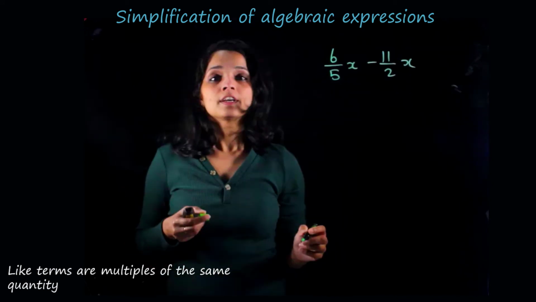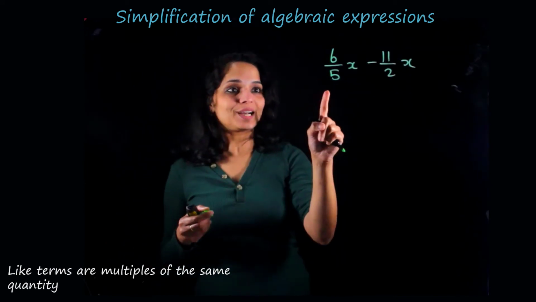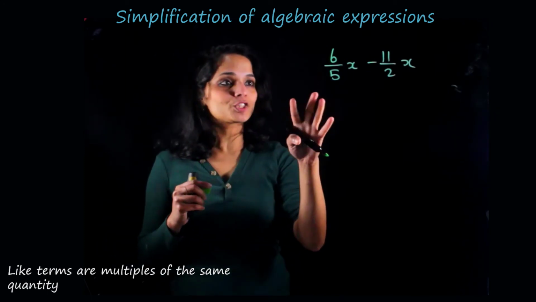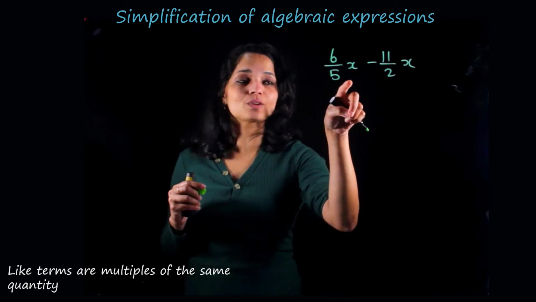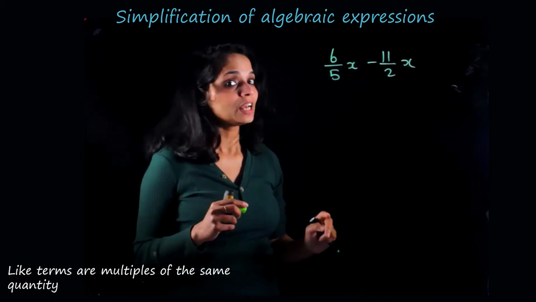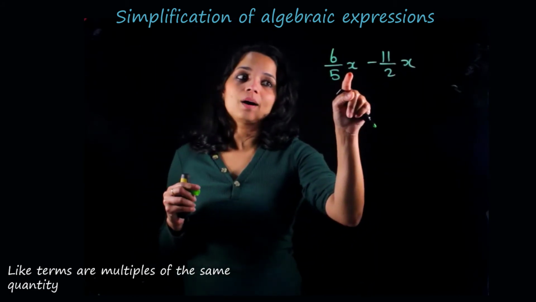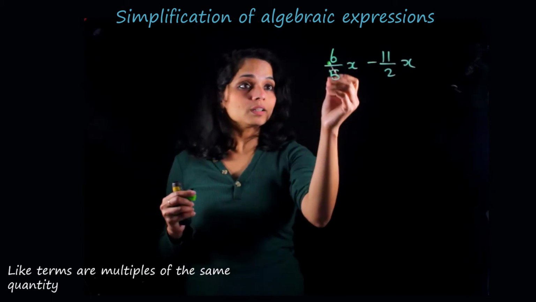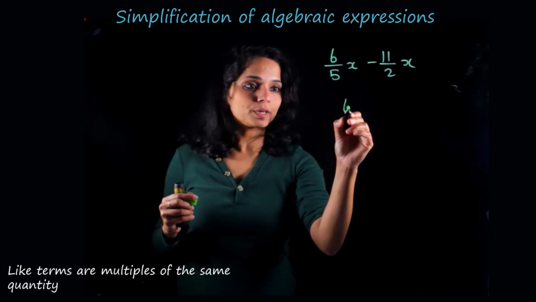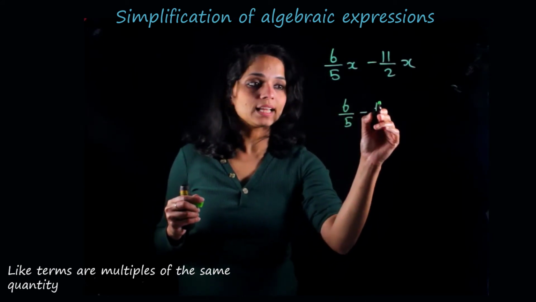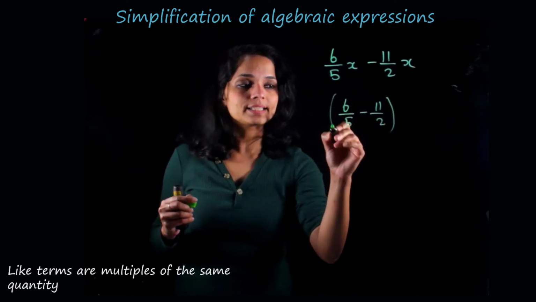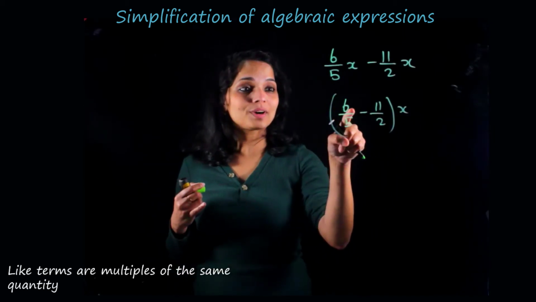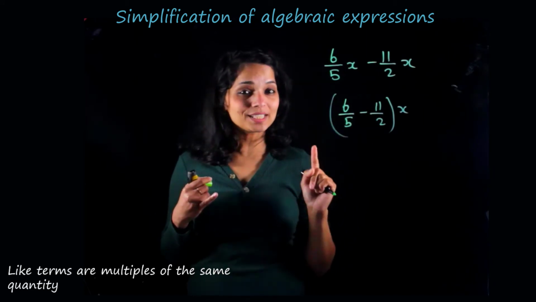Let's now do another example, and this time there are fractions. The expression we're going to simplify is 6 on 5 x minus 11 on 2 x. Both are multiples of x, so both are like terms. The only problem is you need to do this operation, 6 on 5 minus 11 on 2, times x. The trickiest part is finding 6 on 5 minus 11 on 2, which is a fraction.